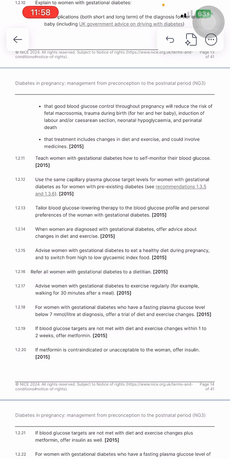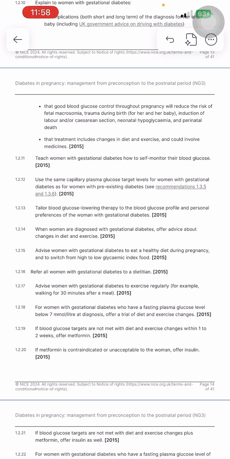And when do you have to start insulin? If the fasting glucose is more than 7 millimole per liter, or random is more than 11 millimole per liter, and those patients who have developed complications like polyhydramnios or macrosomia, then you have to start insulin. So these are the indications for insulin.